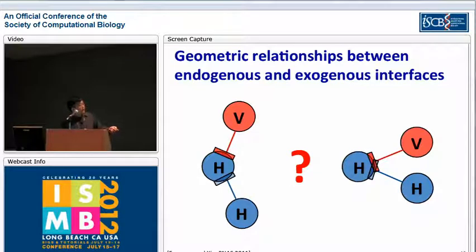So here's a case of a human protein targeted by a virus, but at the same time, this human protein also interacts with other human proteins. So the first question you can ask is: is there any geometric relationship between these exogenous interfaces painted in red and the endogenous interfaces painted in blue? Are they all over the place, or do they tend to strongly overlap? So you can do these statistics.